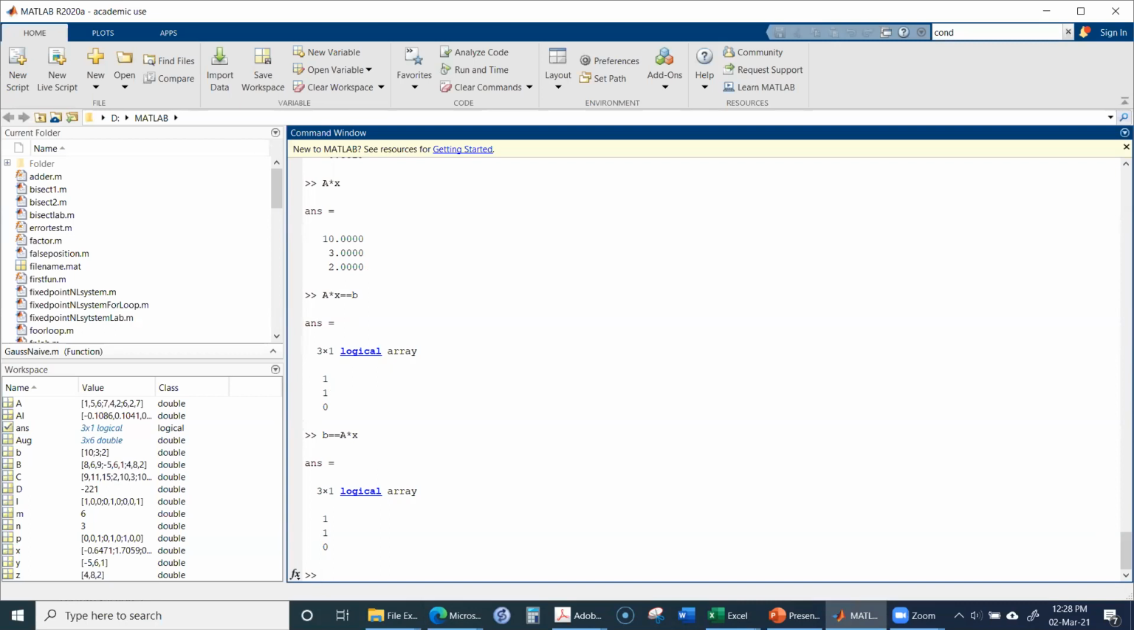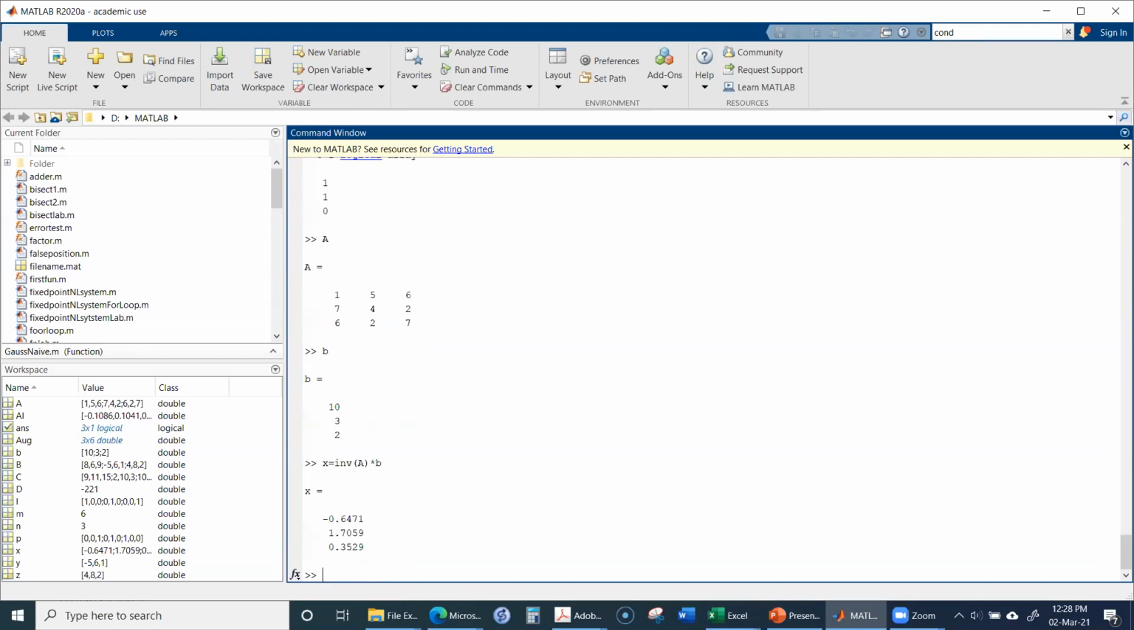So another way for finding the solution is like this. Let's see, our A matrix was this, B matrix was this. Another way of finding the solution is X is equal to inverse of A times B. So this is another way of finding the solution in MATLAB. X is equal to inverse of A times B.